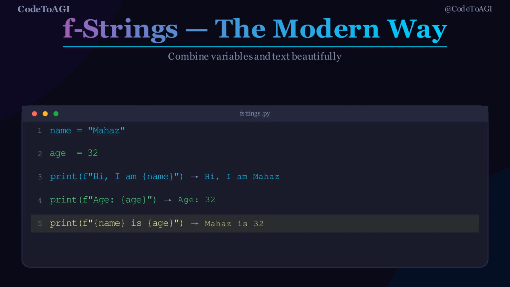Look at the examples. f"hello", then curly brace name, closes, Python prints, hi, I am Mahaz. f"age: {age}" prints age 32. You can even do calculations inside the curly braces. F-strings are the standard way to format strings in modern Python. Use them everywhere.